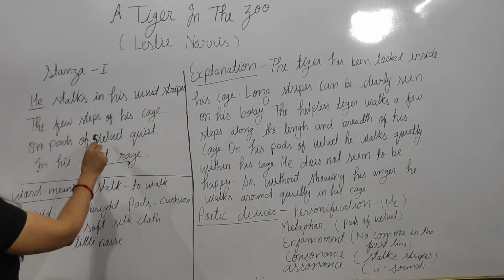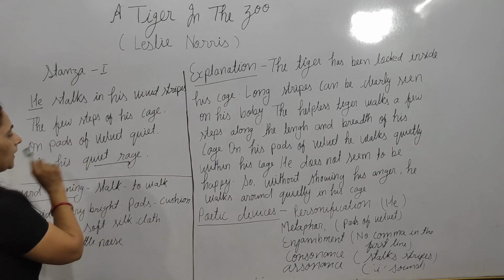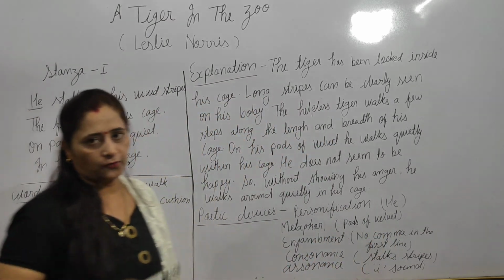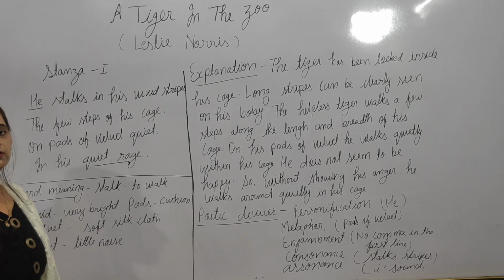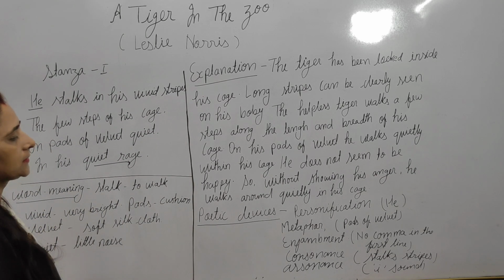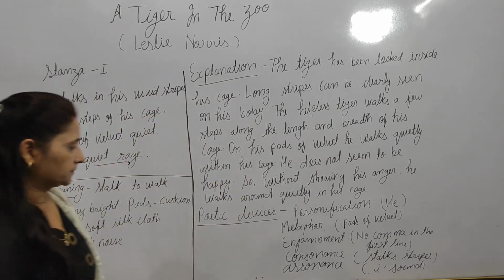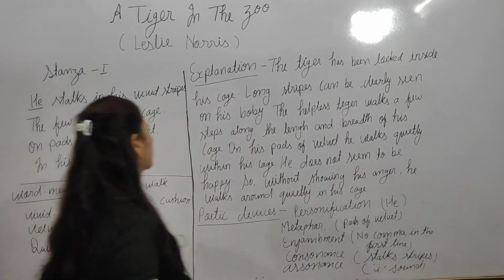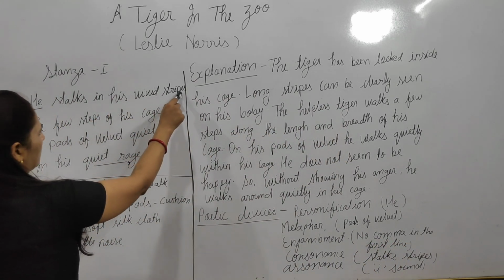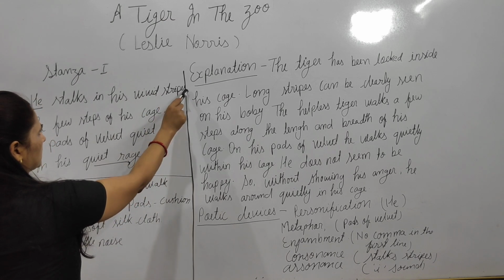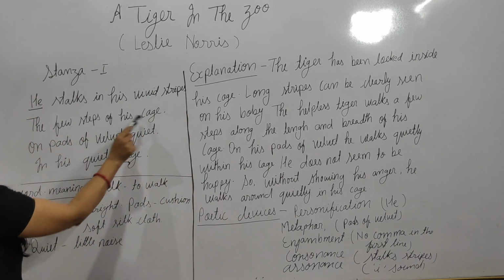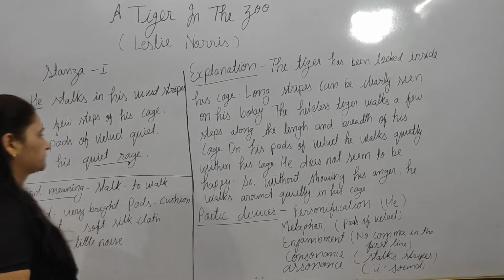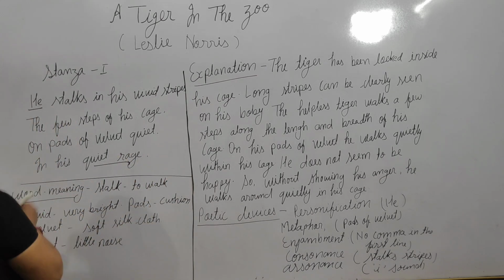As you can see here, there is a comparison of the pads of velvet, the soft velvet. So here the pads of velvet show a metaphor. Metaphor means whenever the comparison is made without showing the comparative words such as 'like', it is a metaphor. Now enjambment. Enjambment means no comma in the first line. The line continues without any punctuation mark. As you can see here, there is no punctuation mark in the first line and it continues into the second line. So the poet has used enjambment here.